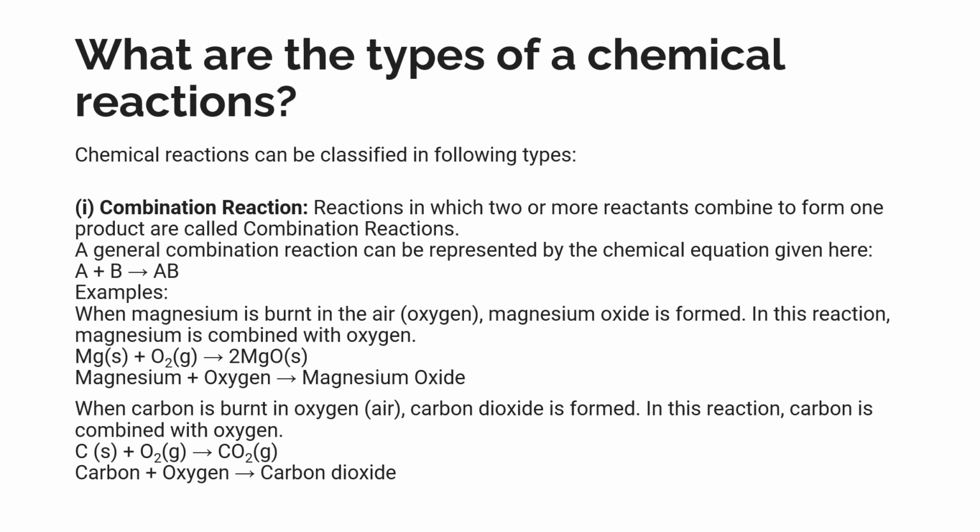Examples: when magnesium is burnt in the air, magnesium oxide is formed. In this reaction, magnesium is combined with oxygen in air. So magnesium in solid state plus oxygen in gaseous state gives 2MgO. Magnesium plus oxygen gives magnesium oxide. When carbon is burnt in oxygen in presence of air, carbon dioxide is formed. In this reaction, carbon is combined with oxygen. C in solid state plus O2 in gaseous state gives CO2 in gaseous state. In words, carbon plus oxygen gives carbon dioxide.